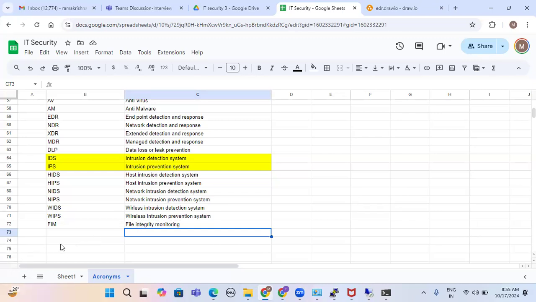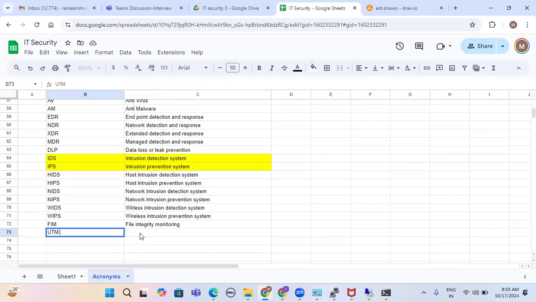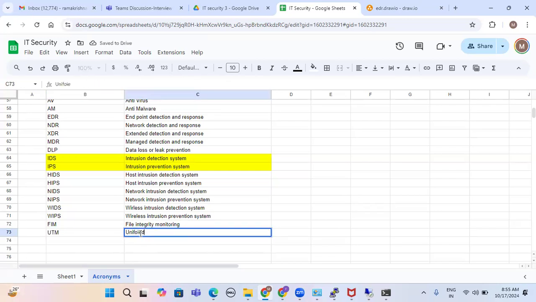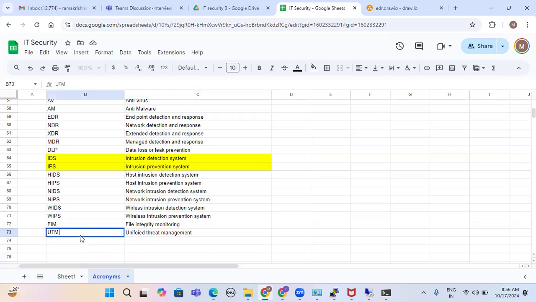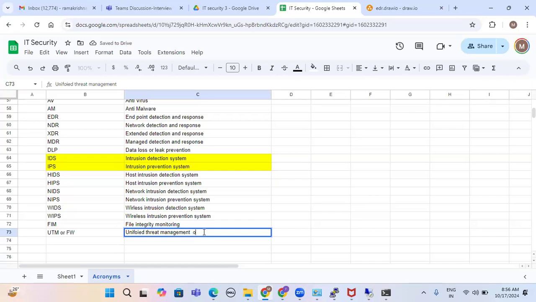So next one is UTM, Unified Threat Management. Unified means a single console. It will take care of every feature from the attacker's point of view. Threat management: when threats occur, it will manage all those threats, and along with that, it will do the prevention as well as the blocking. So UTM is also called a firewall. So UTM or FW, FW in short. The full form is firewall. In short, we can call it FW or firewall.